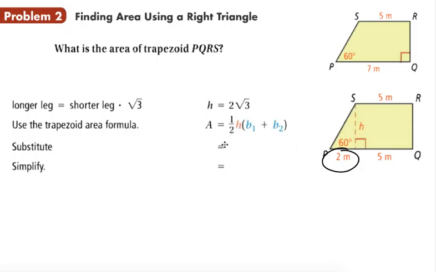The area is 1/2 the height times the sum of the bases. And let's go ahead and substitute in the height is 2 square roots of 3, and we have both bases, 7 and 5. And then multiply that out, and we get a total of 12 square roots of 3. Remember, half of 2 is 1, so we have 1 square root of 3 times 12, which is 12 square roots of 3.